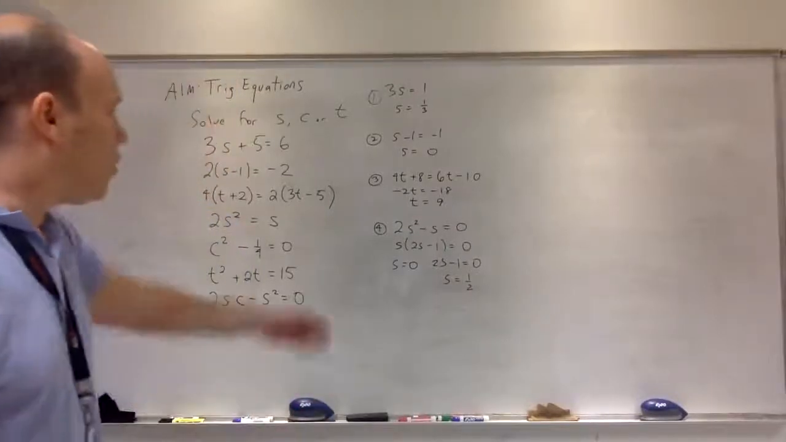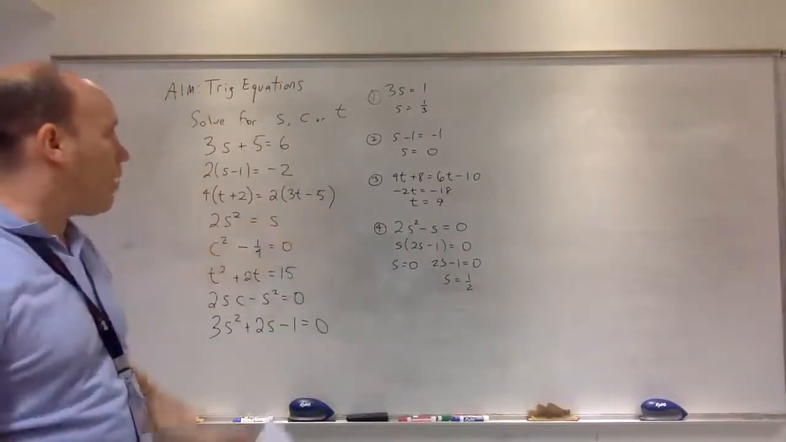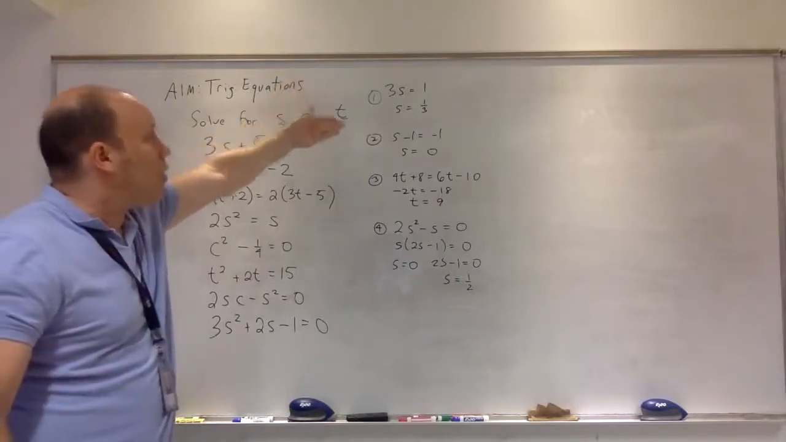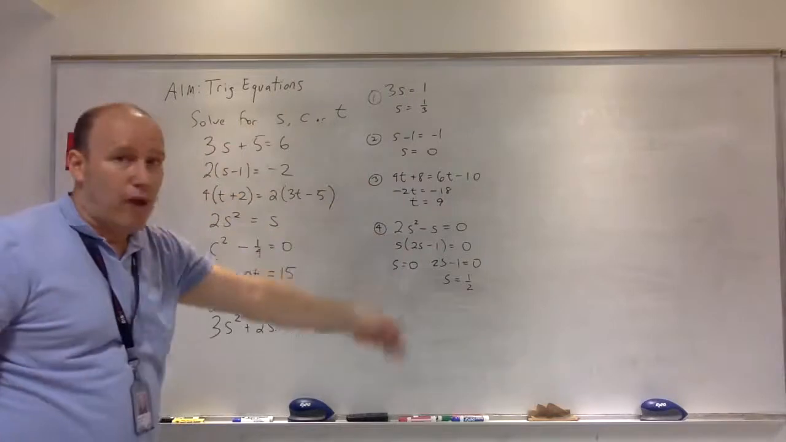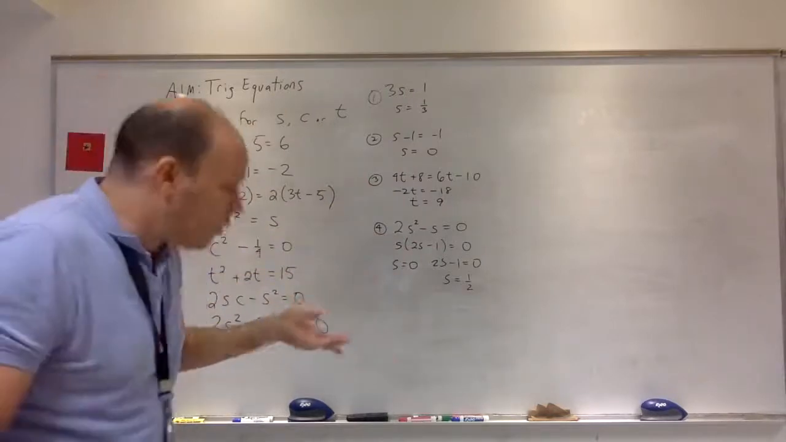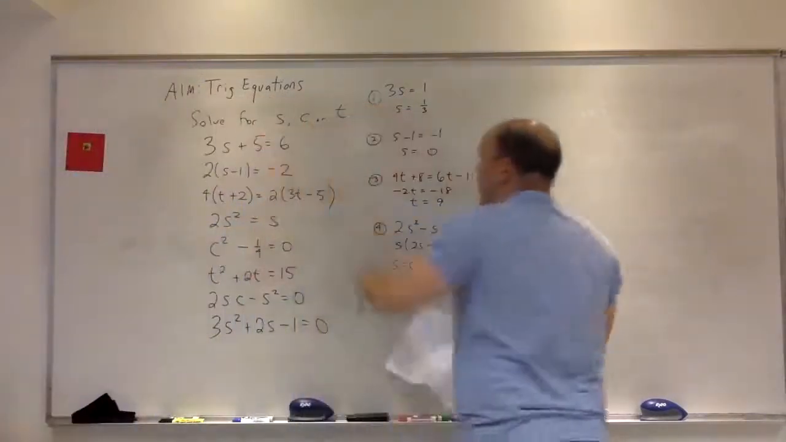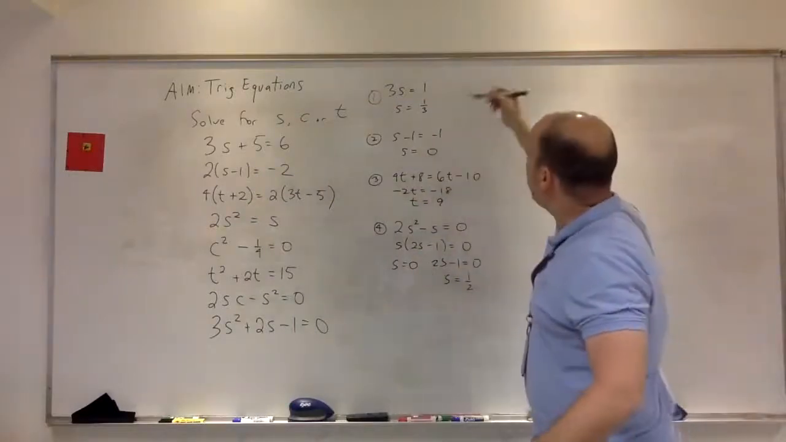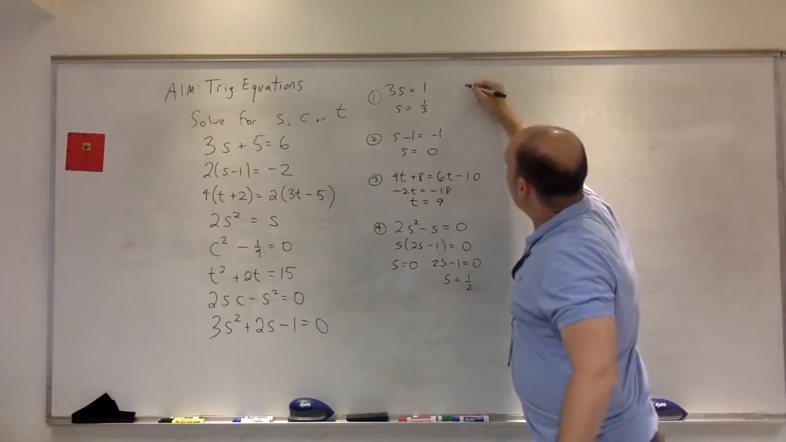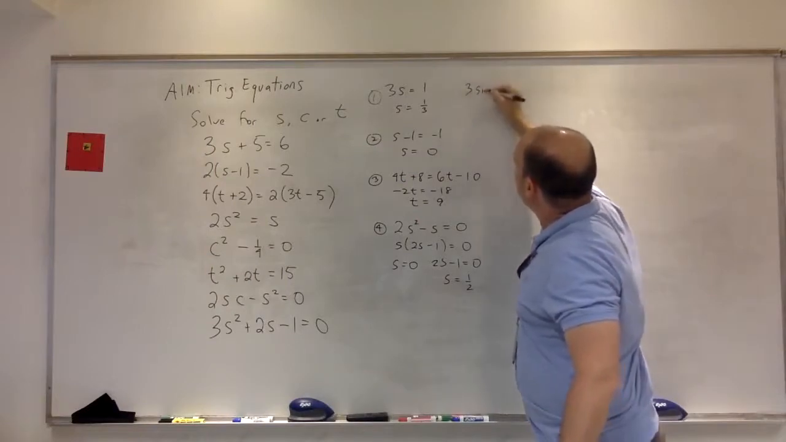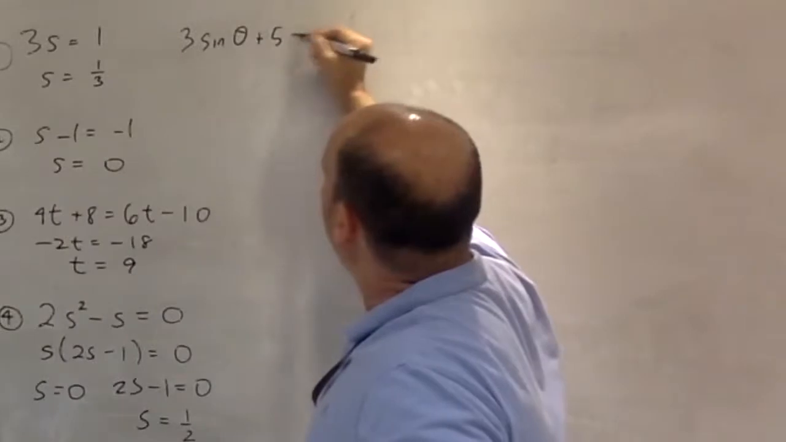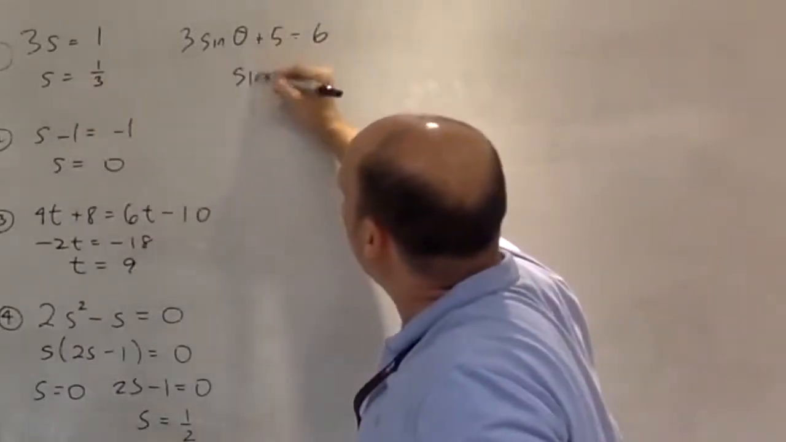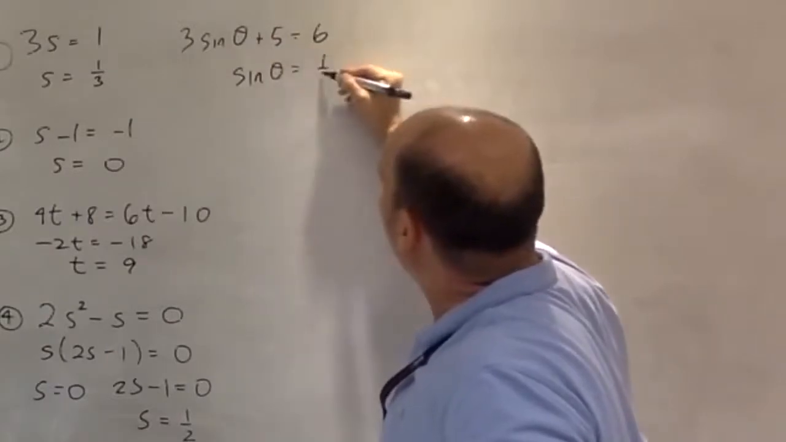Okay, so here's the solutions to the first four. Let's talk about this. So 3x equals 5, 3x equals 1, x is 1/3, 0, 9, 0, 1/2. Pause the video if you got this wrong, but the idea is we're not looking at x, c, and t, we're looking at sine, cosine, and tangent. Well, we don't have cosine. The equation is actually 3 sine theta plus 5 equals 6. Well, we solve it exactly the same way, but our solution is actually sine theta equals 1/3.